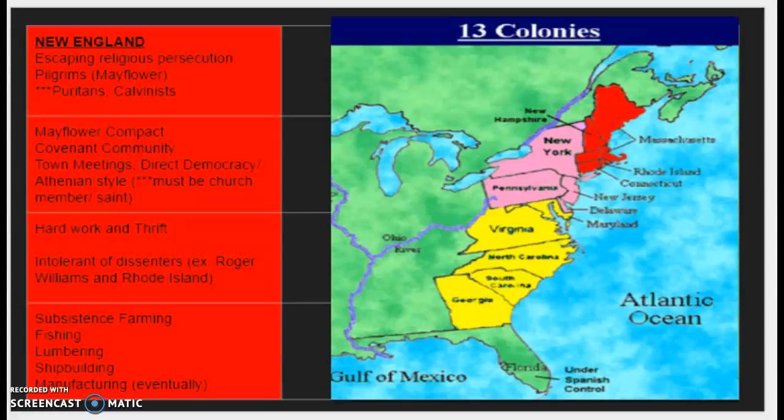Cold codfish right outside of Cape Cod, Massachusetts. So fishing, tall pine trees go into the lumbering business, which goes into the shipbuilding industry, and eventually the fast flowing rivers of New England will be the basis of energy for our early textile mills, which will take off in New England. We'll talk about that eventually. So that's an overview of New England.